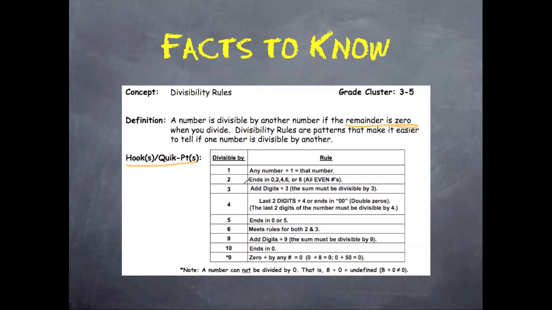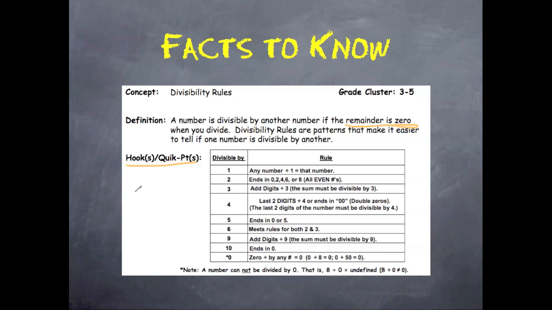For 2, we have to check if a number ends in 0, 2, 4, 6, or 8. So basically, if the number is even, then it's divisible by 2. The rule for 3 is a little different. Then we have to start doing some addition. So we have to look at all the digits of the number that we're trying to see if it's divisible by 3, add the digits of that number together, and then divide by 3. If the sum is divisible by 3, then the entire number is divisible by 3.